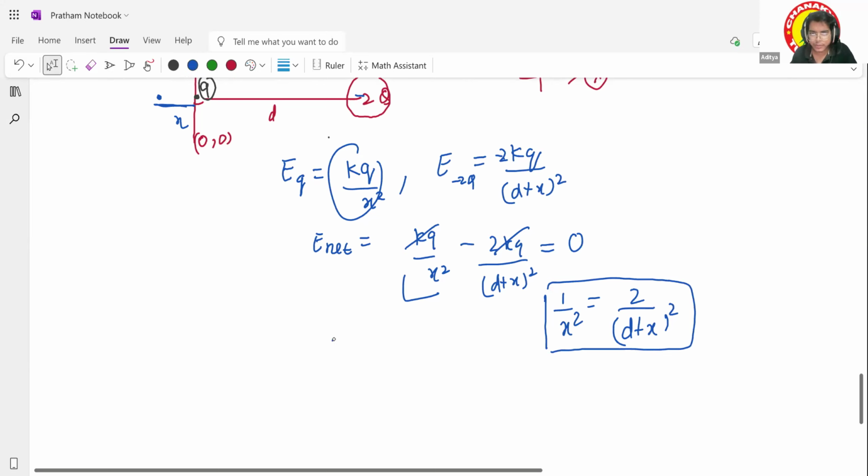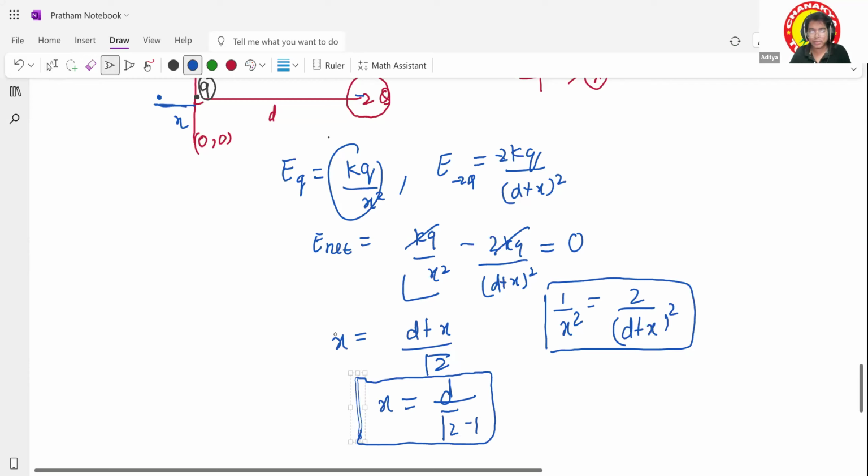Because when you solve it out, just put this square to that side. You will be getting (d plus x) divided by x equals under root 2. So if it goes that side, your x will be like this. Your answer will come out as d divided by (under root 2 minus 1). You can just solve the above equation, and when you solve this equation, you will get this directly.